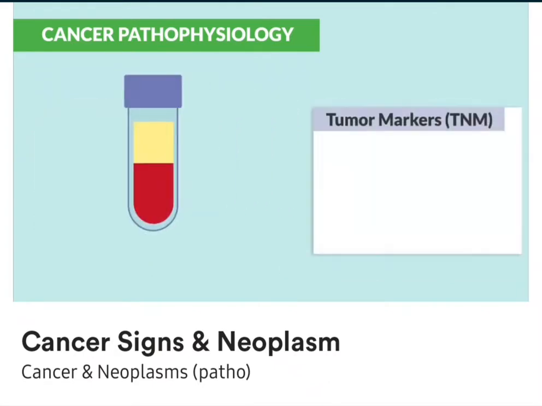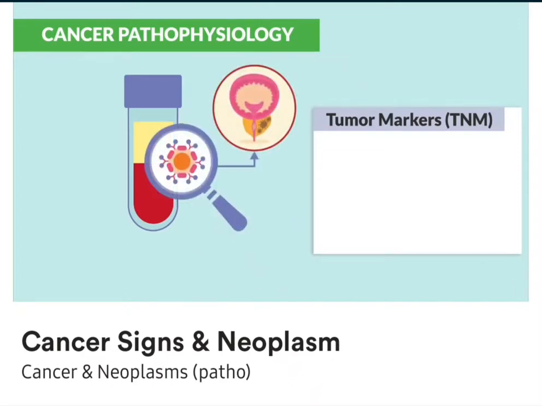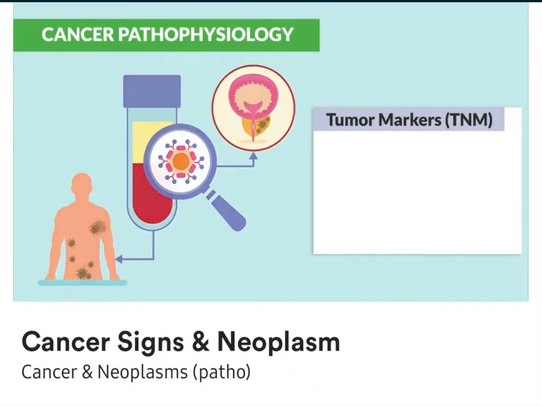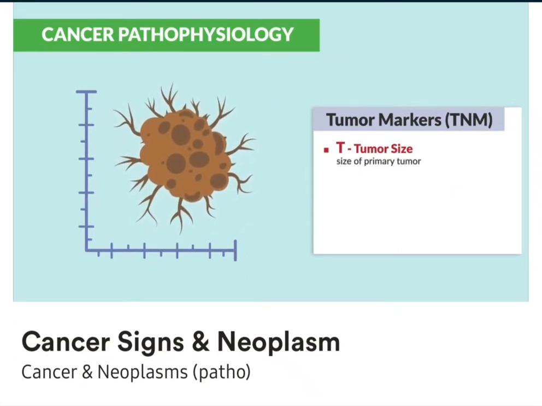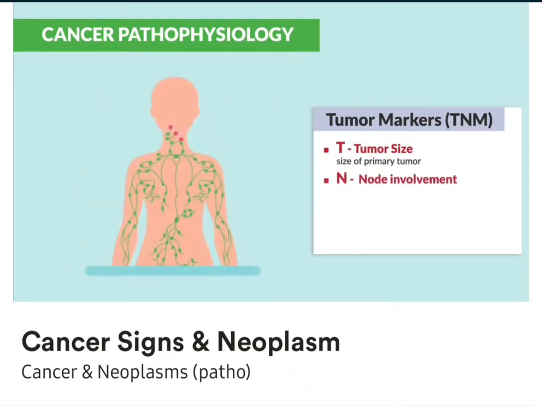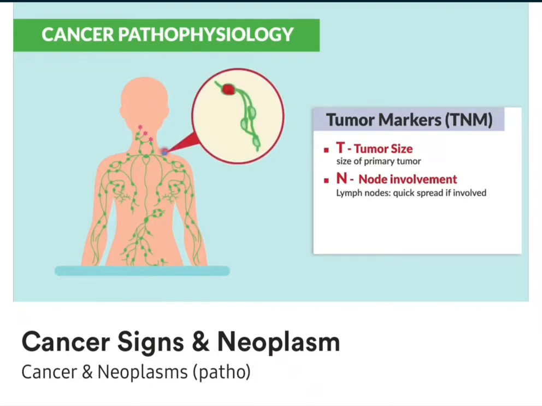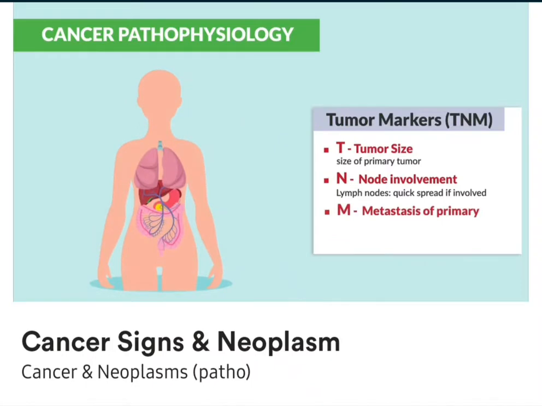So starting with tumor markers, also called TNM. This is a system used to describe the amount of cancer and also its spread or metastasis within clients' bodies. So the T is for tumor size, the size of the primary tumor. N is for node involvement, including the lymph nodes. This typically means a bad sign, because if cancer spreads to the nearby lymph nodes, which I call the highways of the body, it metastasizes or basically spreads very quickly.